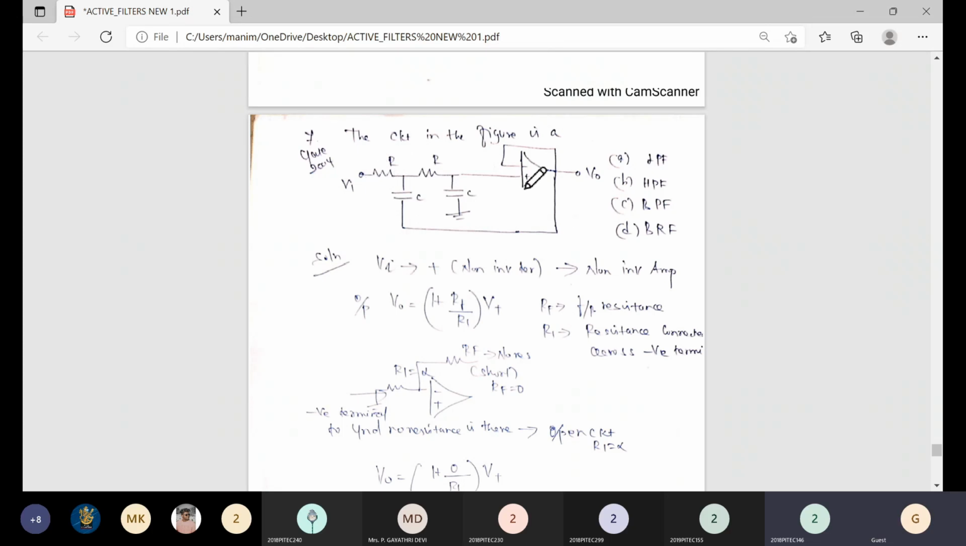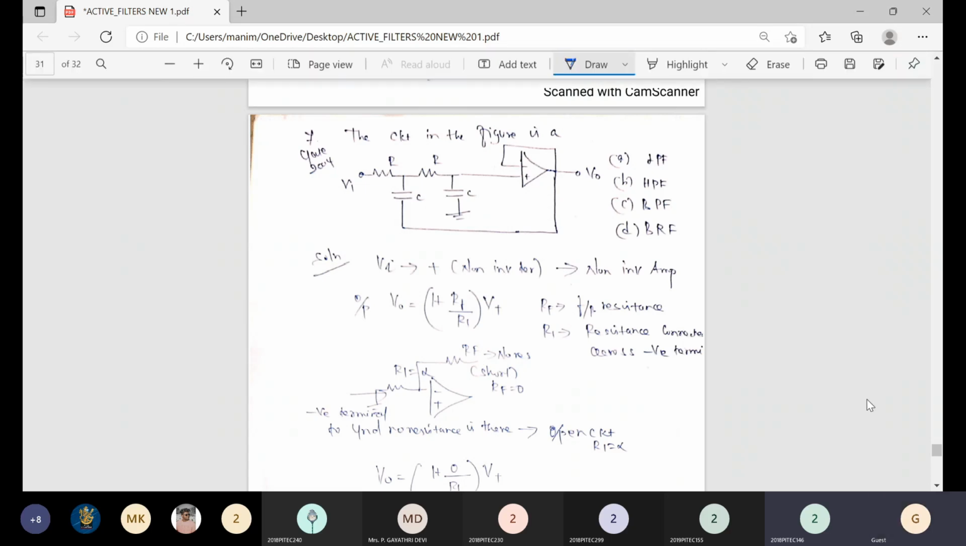Anyway, the input is given to the non-inverting terminal. So what is the output voltage? Everyone knows this is a non-inverting amplifier. The output voltage is the gain times the input voltage: 1 plus RF divided by R1, times the input voltage V plus. Now we correlate that non-inverting amplifier with the given circuit.